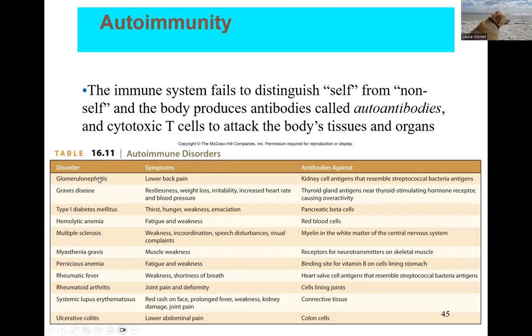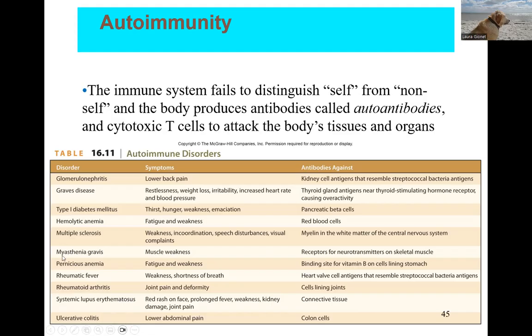But in any event, glomerulonephritis, in this example, Graves' disease, we'll talk about that a little bit more, and type 1 diabetes mellitus when we get to the endocrine system. We've already talked a little bit about hemolytic anemia in the blood chapter. Myasthenia gravis is a new one where we make antibodies to the receptors for acetylcholine on the sarcolemma of skeletal muscle. Pernicious anemia, that was again another one that we somewhat mentioned in the blood chapter. Rheumatic fever, rheumatoid arthritis, we just mentioned, systemic lupus, and ulcerative colitis.